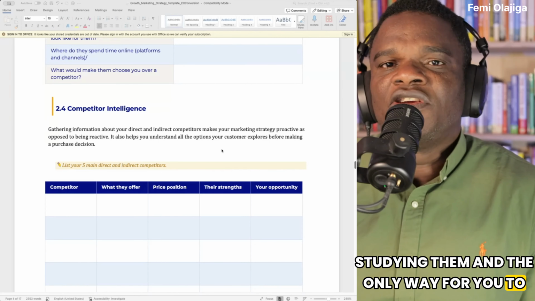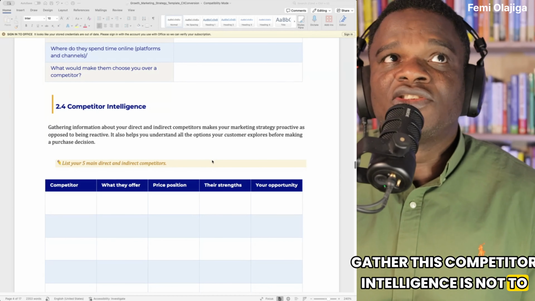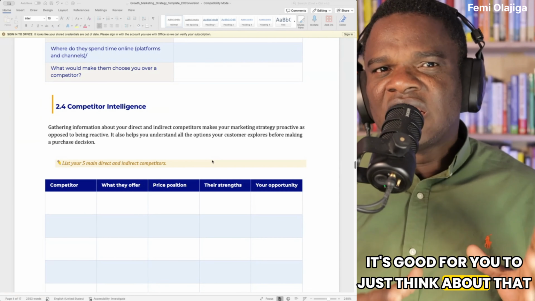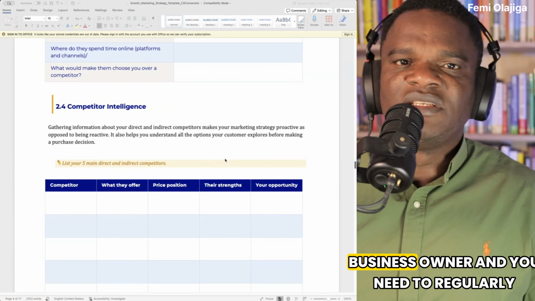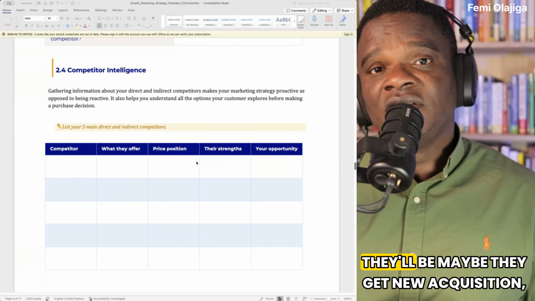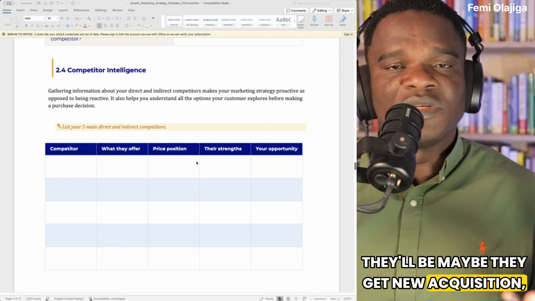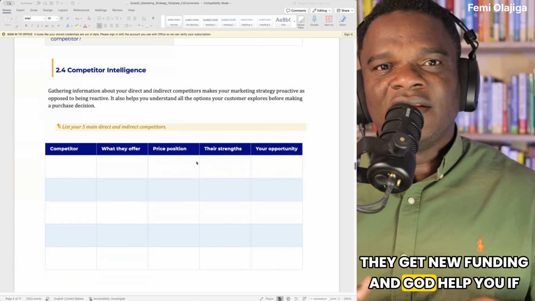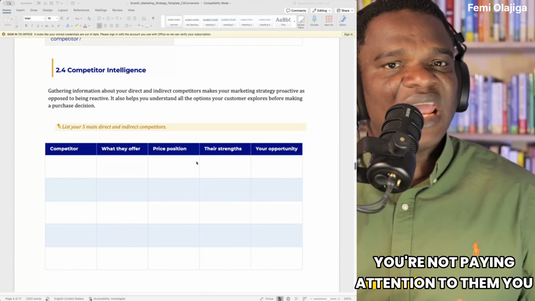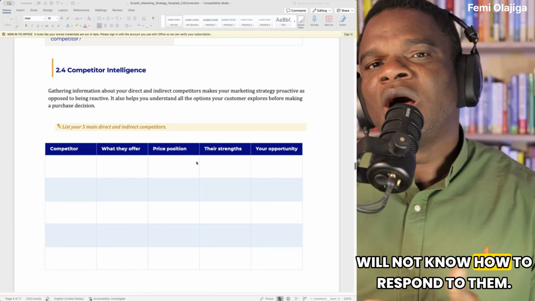And the only way for you to gather this competitor intelligence is not just to think, oh, our competitors are doing this. It's good to think about that, but you need to document it as a business owner. And you need to regularly update it because your competitors will be evolving. Maybe they get a new acquisition, they get new funding. And God help you if your competitor gets new funding and they have a stronger marketing budget. If you're not paying attention to them, you will not know how to respond to them.